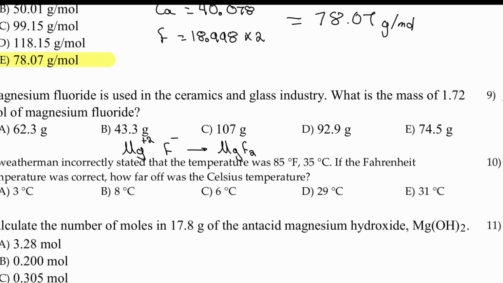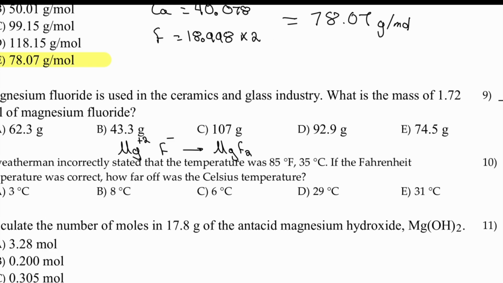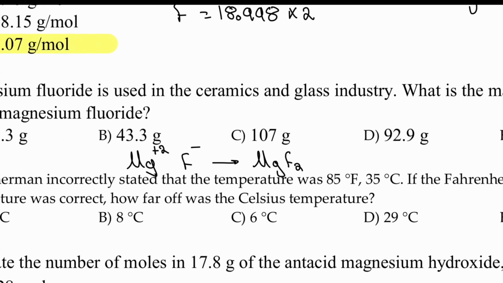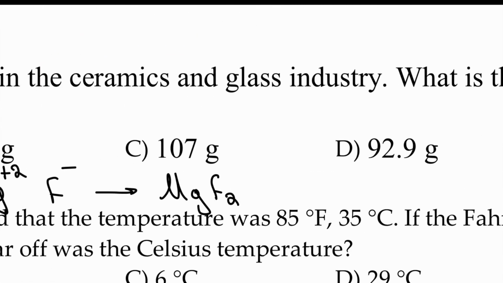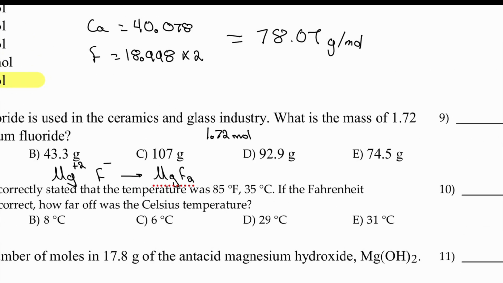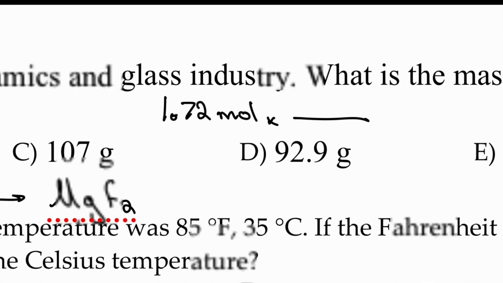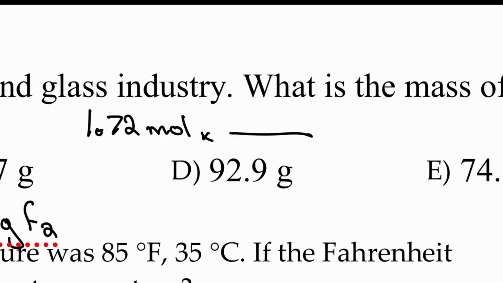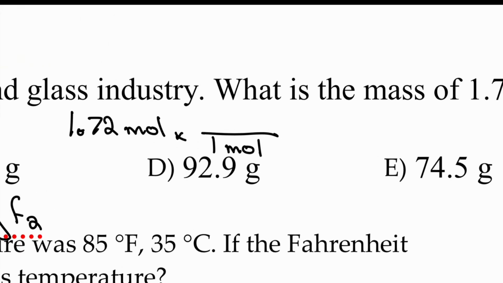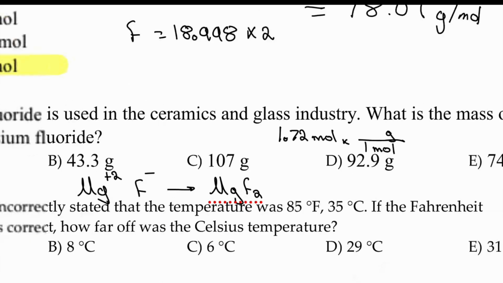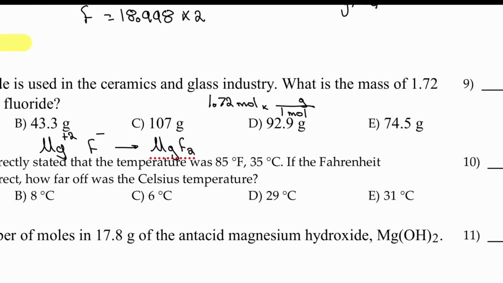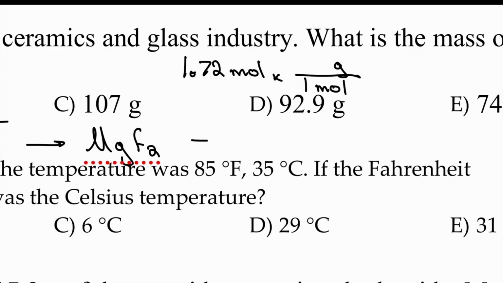Now what they ask us is: what is the mass of 1.72 moles of magnesium fluoride? Let's first start off with 1.72 moles. They ask us for the mass of this amount of moles. It's good that we calculated the molar mass, because we need to cancel out moles on the bottom. If we use the molar mass, we know that 1 mole is equal to the molar mass, so grams on the top. We didn't figure it out yet, so let's do it right now.